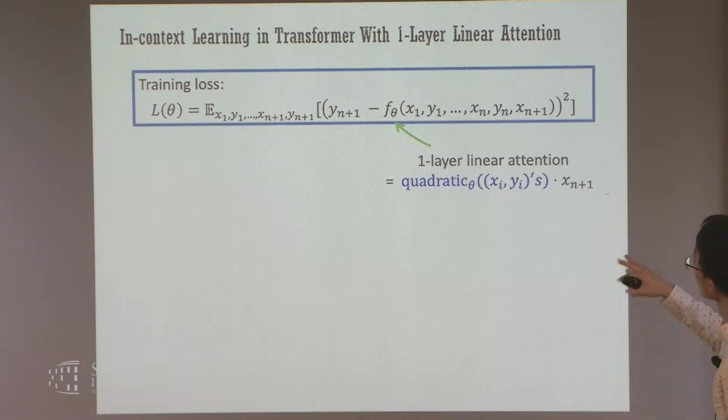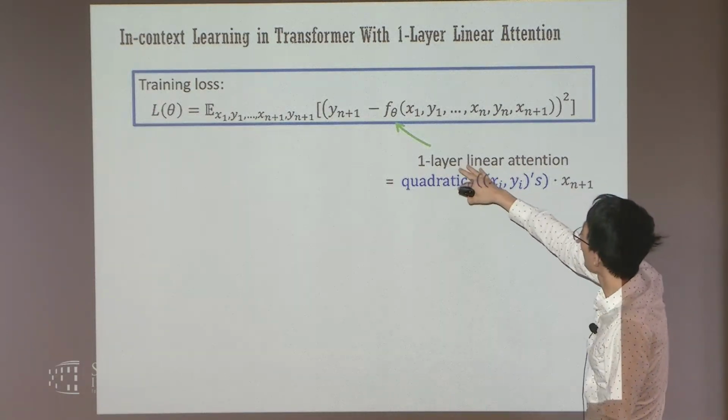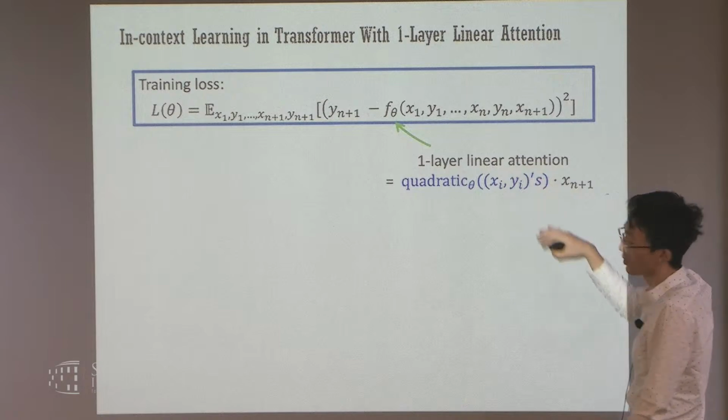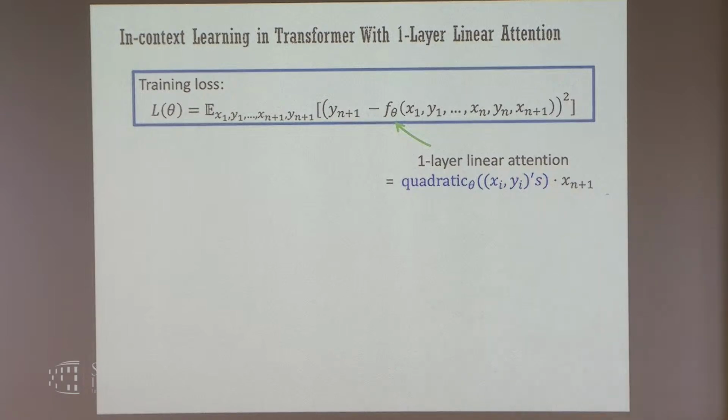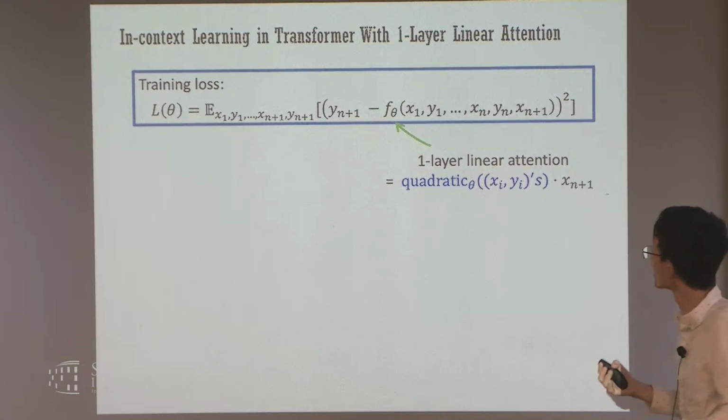So basically, in the training time, as we said, you do a square loss and you predict y_{n+1} given x_1 up to x_{n+1}. And this f_theta is a one-layer linear attention. I'm going to abstract away all the details there. The way to think about one-layer linear attention is that the attention creates some quadratic thing, right? You are taking the inner product of the queries and the keys, and that's a quadratic thing. And then you multiply it with the value, which makes it cubic. So basically, attention will give you a cubic polynomial.